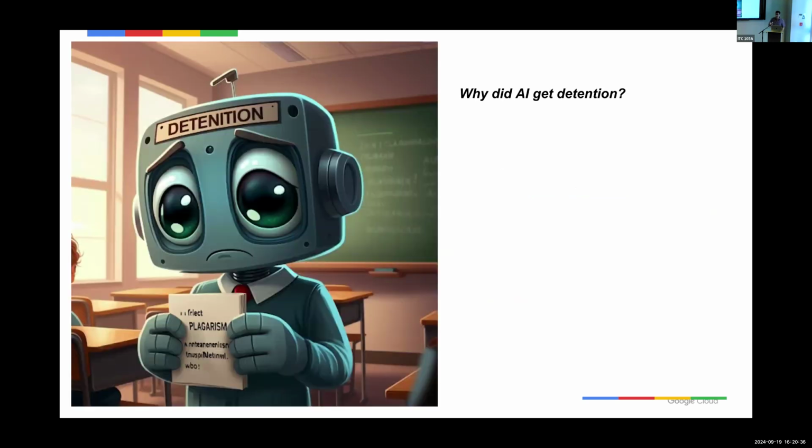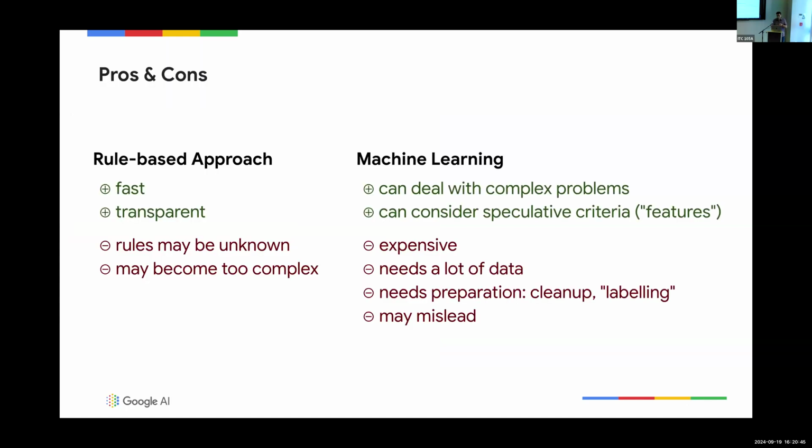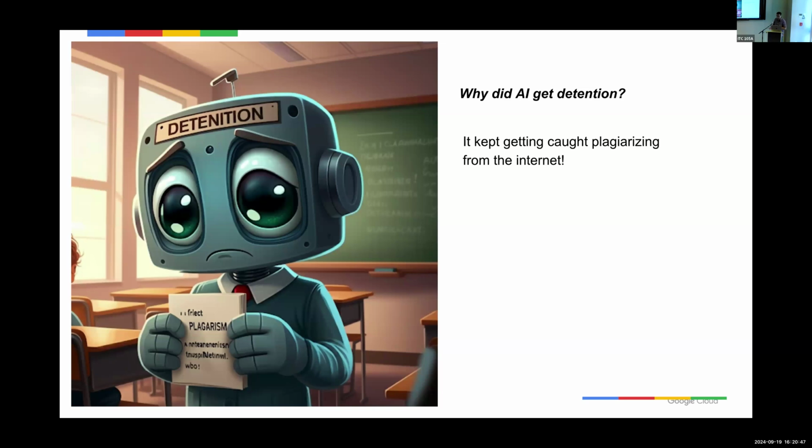This is another example of something machine learning generated. I asked Gemini, why did AI get detention? Oh, what happened? Yeah, it got caught plagiarizing the internet. This is actually a real problem. Folks are getting caught for this. But even the cartoon image is generated. So firstly, I told the algorithm, hey, give me a one-liner joke. It gave me this. And then I said, generate an image for the joke. It gave me this.